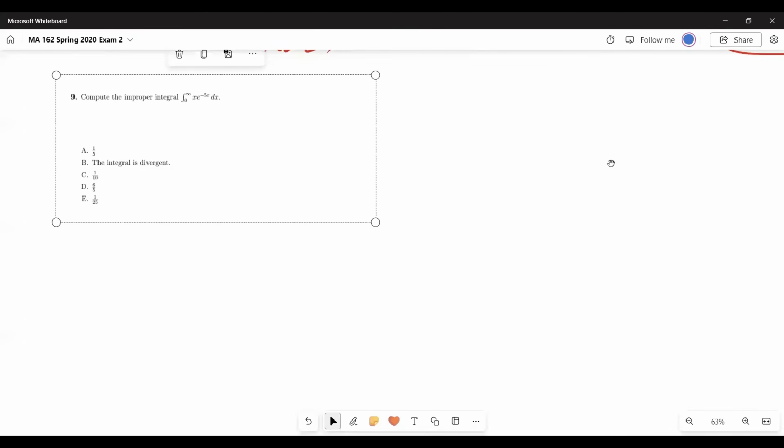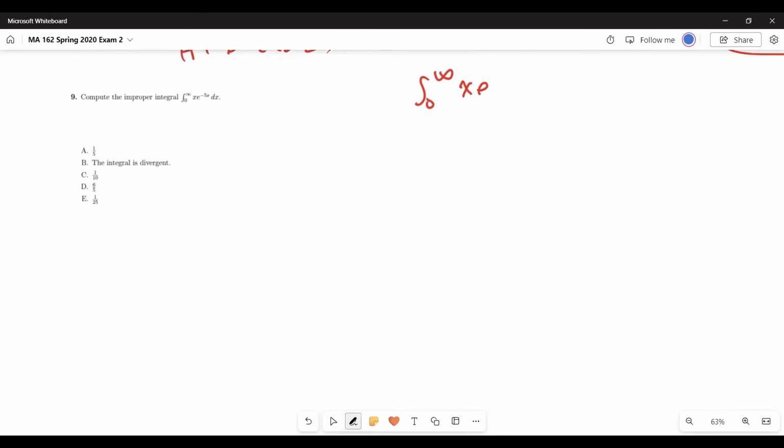Okay, this question says compute the improper integral. So you see 0 to infinity x e to the minus 5x dx. When you have an improper integral, you're going to do the limit as b goes to infinity. You can use any variable, let it go to infinity, and then substitute that variable into the bound. So like 0 to b, x e to the minus 5x dx. Now this just becomes u and v substitution.